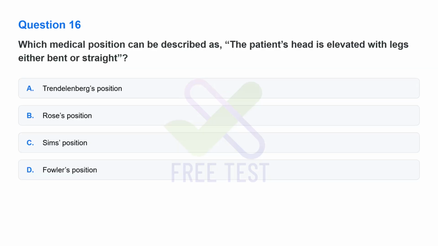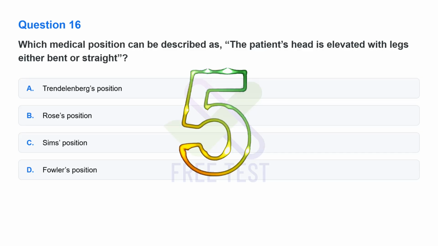Which medical position can be described as, the patient's head is elevated with legs either bent or straight? A. Trendelenburg's position. B. Rose's position. C. Sims' position. D. Fowler's position.